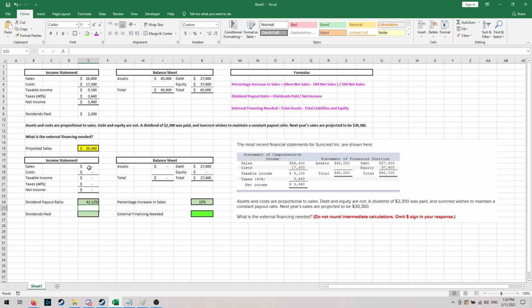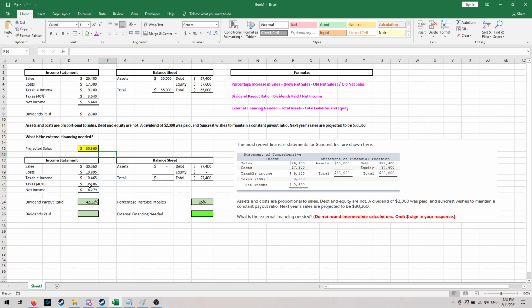So if our projected sales are equal to $30,360, then we know that our costs are going to increase proportional to sales. If we sell 15% more, we're going to have 15% more costs, and that does make a certain amount of sense. To get that, we can press equals costs times 1.15. And we're going to get $19,895. I do have formulas in here that fill out the rest of the chart that you can see. This one does the taxes. This one does our final net income.